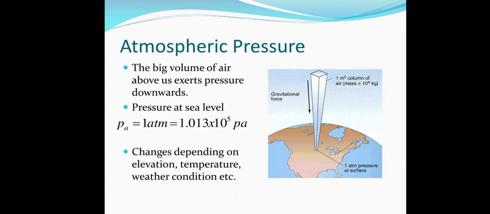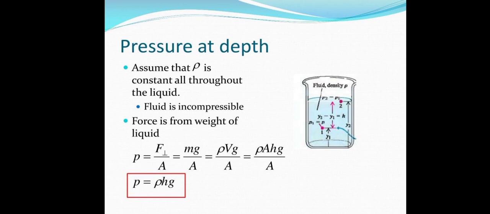Next, atmospheric pressure. The big volume of air above us exerts pressure downwards. Pressure at sea level is 1 atmosphere. That is 1.013 into 10 to the power of 5 Pascal. It changes depending upon the elevation, temperature, weather condition, etc.